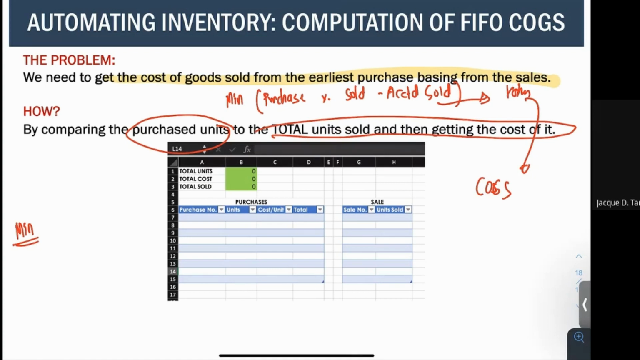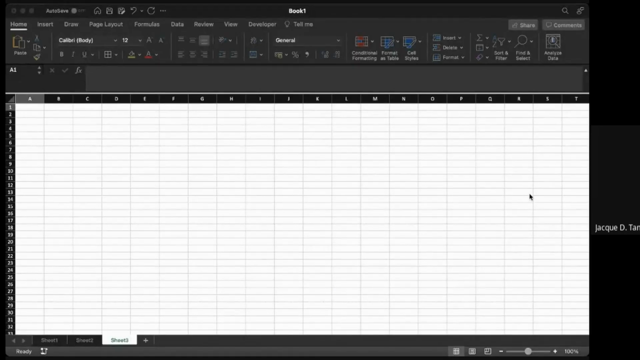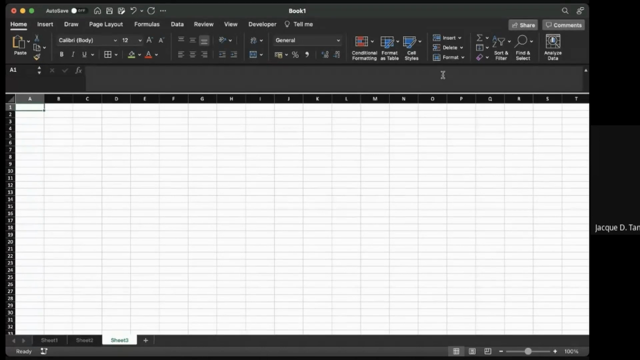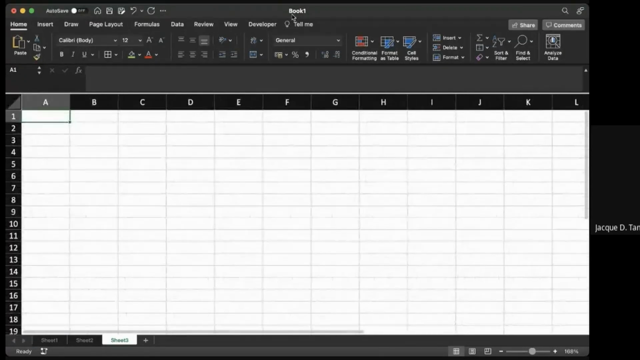So we get from here and then the total units sold, we get the minimum, and then we get the value from this table, and we get for the cost of goods sold. So the minimum multiplied by value to get for the cost of goods sold. So here is our screen. Of course, when you open your Excel, you will see your Excel screen. I'll just maximize some items here so that you can see it.